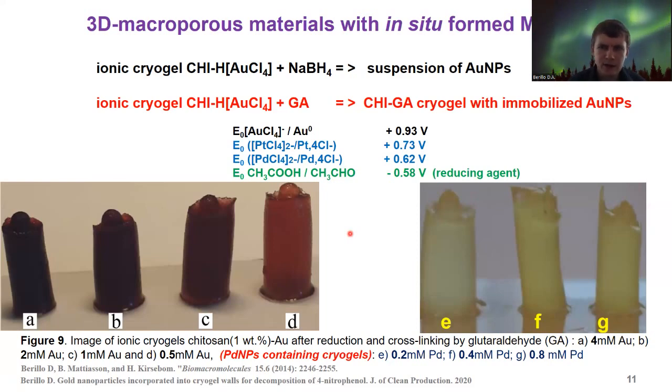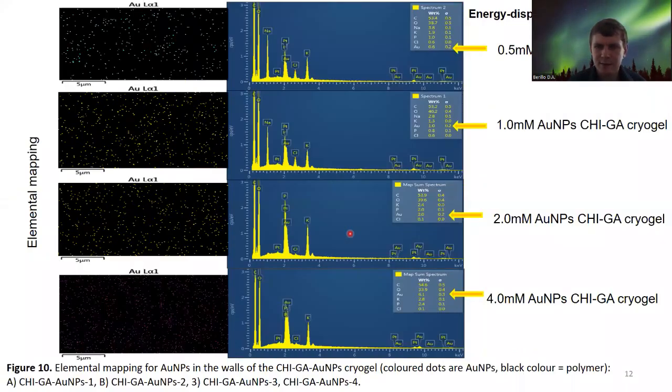So this is a spontaneous reaction of a reduction process, and as a result, we have formation of nanoparticles, a stable, mechanically stable porous system, and this data correlates with elemental mapping, which indicates that we have a good distribution of gold nanoparticles within the structure, and also it shows that with increase of concentration of gold complex, we have increased concentration of gold nanoparticles in the system.